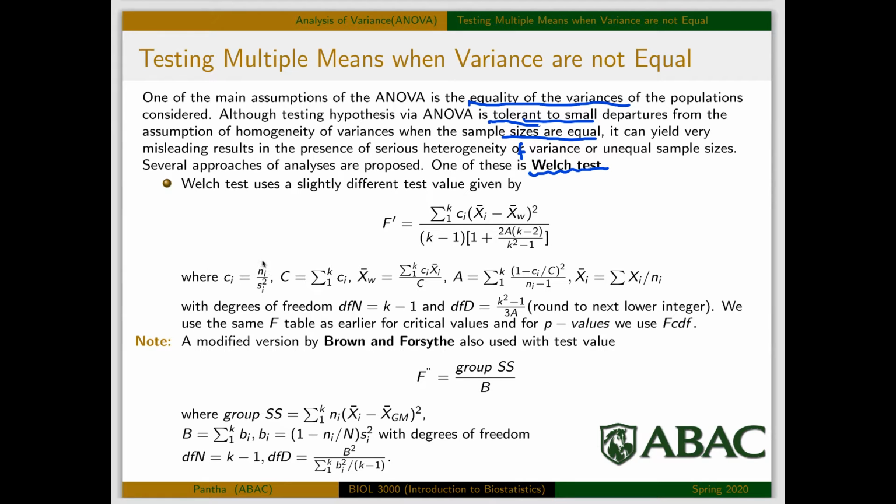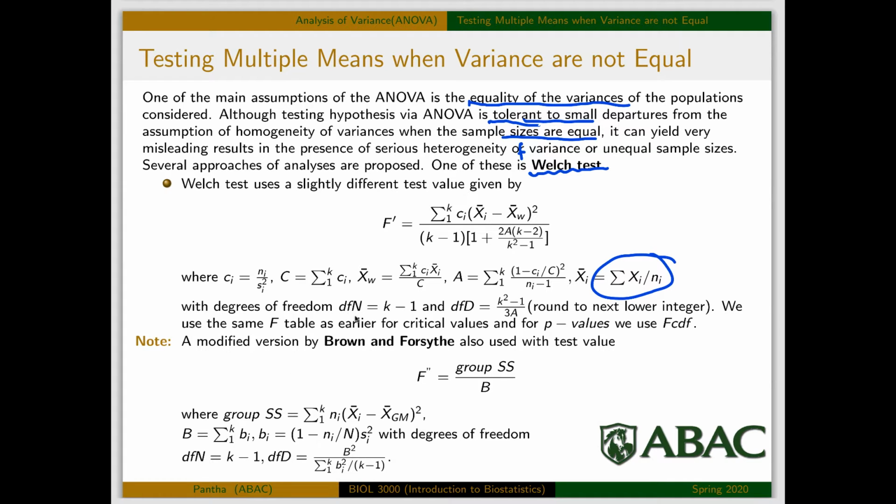ci is ni, the sample size, over the variance of that sample. So ni is the number of data in the ith sample divided by the variance of the ith sample. And then big C, we'll use that later. Big C is the sum of those ci's. X bar w is basically the weighted arithmetic mean of the sample means, right? The sum of ci xi bar over C. And a is the summation from 1 through K of 1 minus ci over C, squared, over ni minus 1. And xi bar is the sample mean of the ith sample, basically.